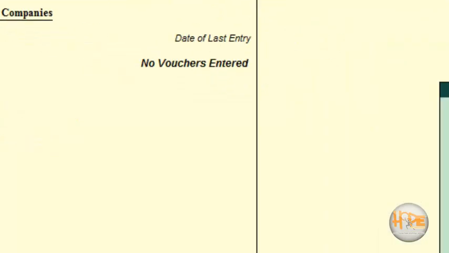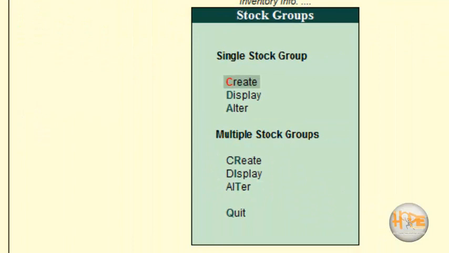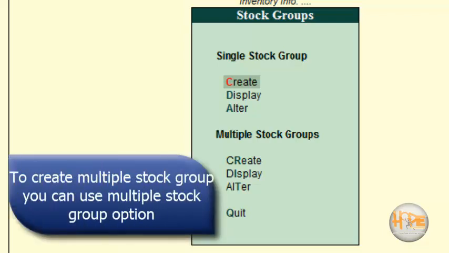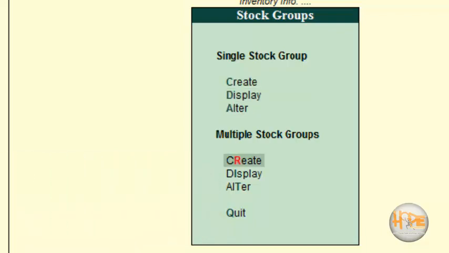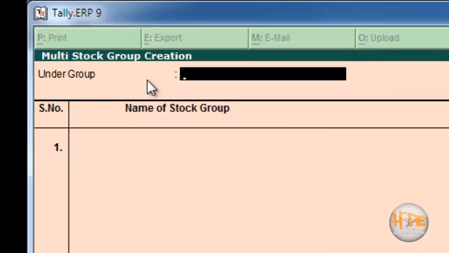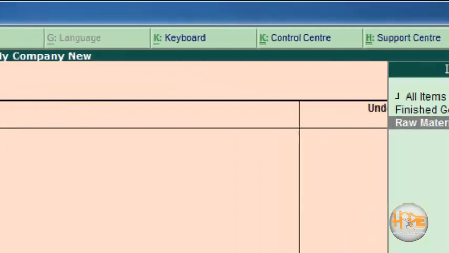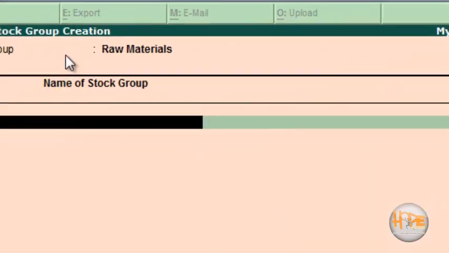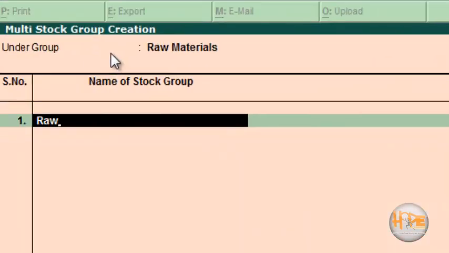We can also create multiple stock groups. For example, we want to create finished goods 2, 1 and any other finished goods under the finished goods category. Then we can use these multiple stock groups. So go to multiple stock groups and select create. Now under which category do you want to create multiple stock groups? I want to create under the raw materials. So I have to enter now the raw material names.